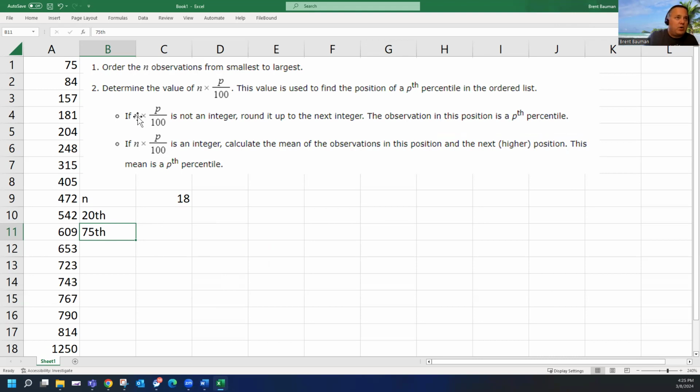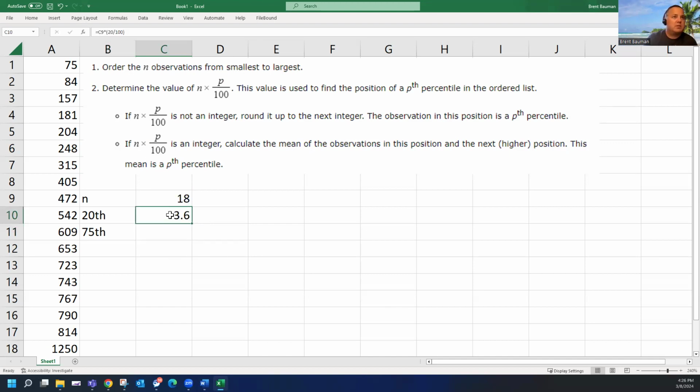So let's do our calculation, and then we'll have to look at our answers and determine if it's an integer or not an integer. Remember, integers are numbers that don't have a decimal place or fractions. So it's like 1, 2, 3, 4, 5. Negatives could be -1, -2, -3, -4 as well. So let's see what we get. We're going to take equals n times 20, which is our p, divided by 100, close parentheses. Notice that I'm using parentheses just to get the proper order of operations.